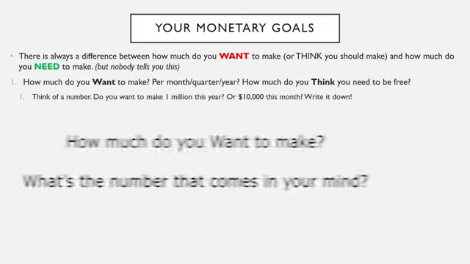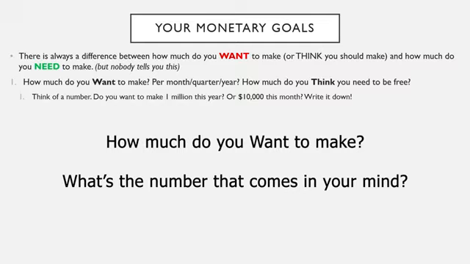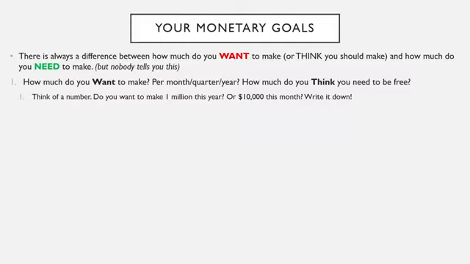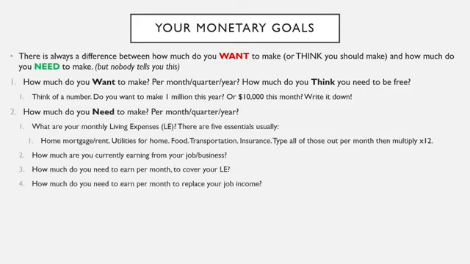Stay with me. How much do you want to make? Right? Per month, per quarter, per year. How much do you think you need in order to be free, right? How much do you want to make that you think that this is it? This is how much I want to make, right? So I want you to think of a number and write it down. Do you want to make 1 million this year or 10,000 this month, right? So what do you think you want to make in order to feel good with your trading? Okay, so write this number down. Then we're going to need to do some work, because then we need to figure out how much do you need to make per month, per quarter, and per year, right?